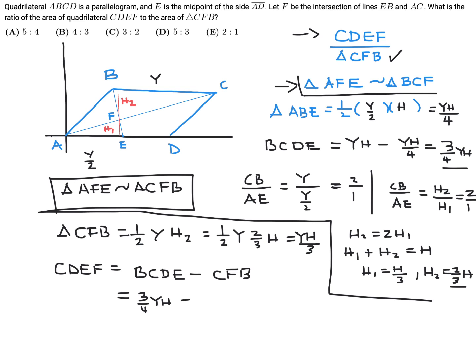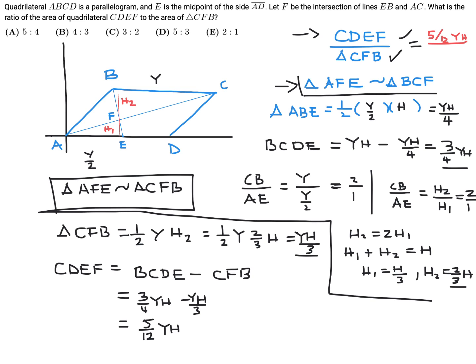And then CFB, do we have it? Oh, CFB is right here. So that's YH over 3. And then when you get a common denominator, we'll get 9 minus 4, so that's 5 over 12 YH. Okay, so we have that as well. So I might as well just do it over here. We've got both. CDEF is 5 over 12 YH.